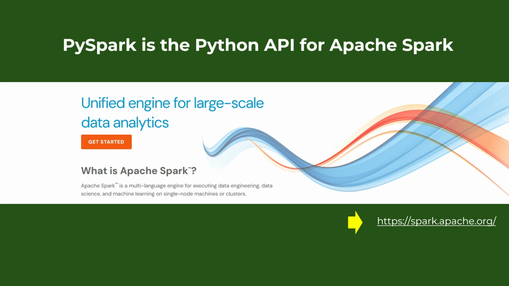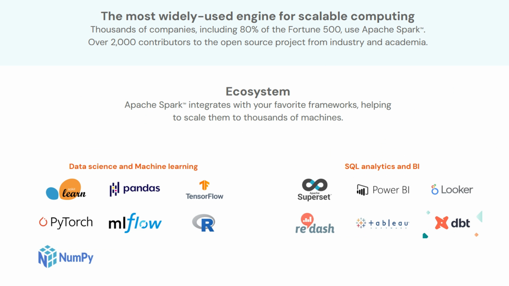What is Apache Spark? It is a multi-language engine for executing data engineering, data science, and machine learning on single node machines or clusters. So we can use it on our local machines as well as on distributed systems. So it provides a very powerful scaling capability, as you can see. It's the most widely used engine for scalable computing, and it integrates well with the well-known frameworks, helping to scale them to thousands of machines.